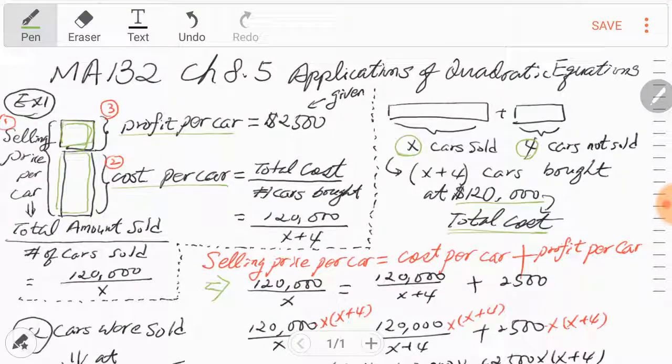So this is actually not easy, right? Not easy. So please understand the question and think about how we got the equation, the quadratic equation.